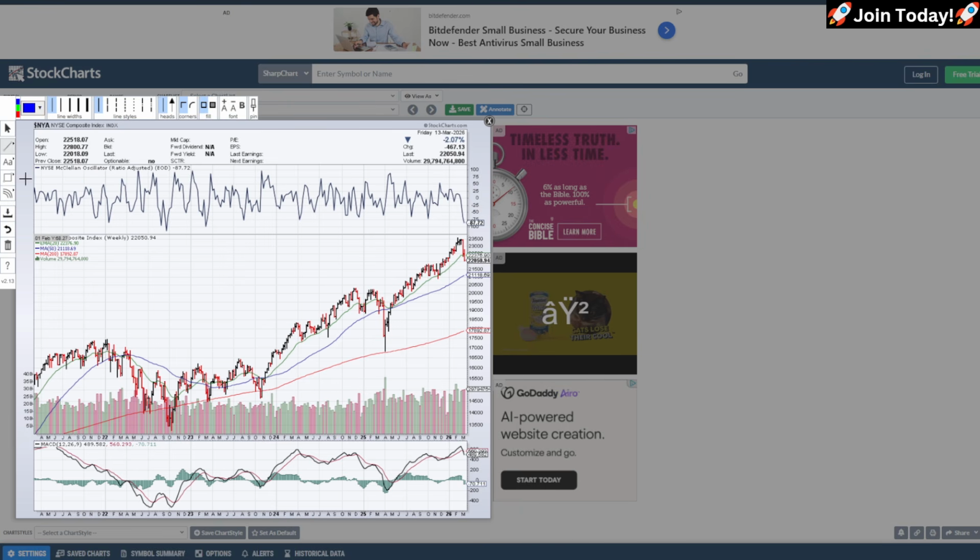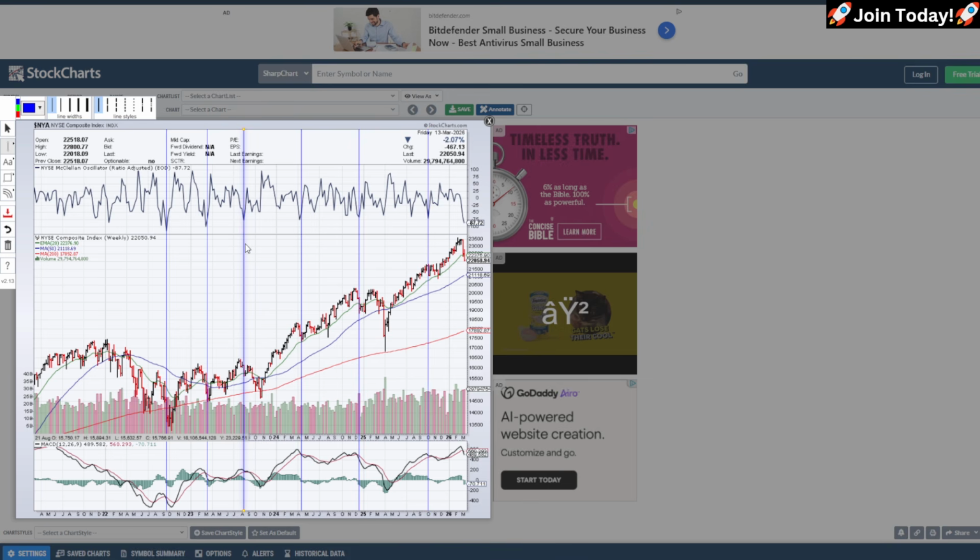Okay? So when the NYMO is very far overextended on the weekly time frame, it almost always leads to a very, very nice bounce. Okay? Time and time again, man. You cannot fake these results. You cannot fake these numbers. Time and time again, they have led to nice bounces.